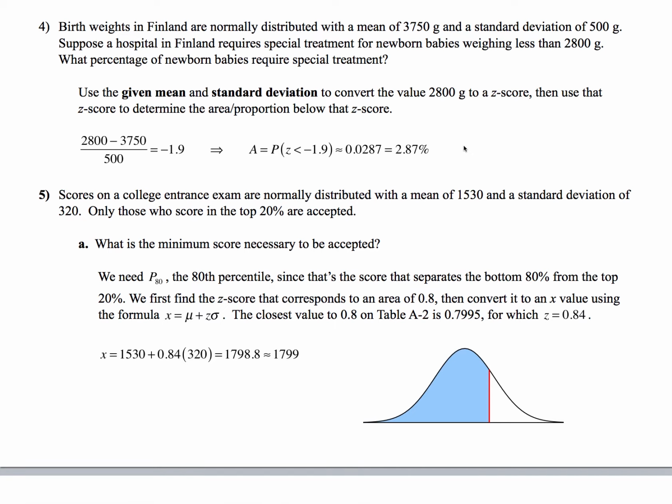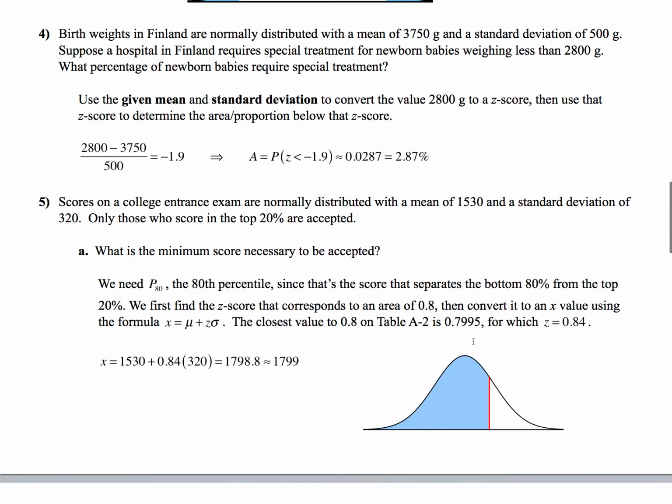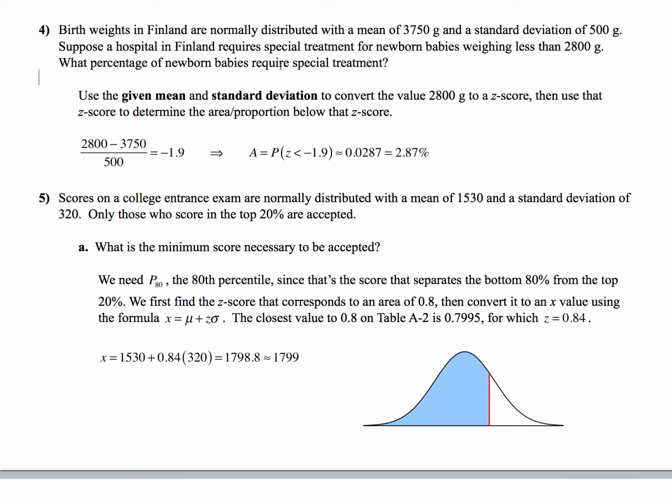All right, number 4 is an application. It says that birth weights in Finland are normally distributed with a mean of 3,750 grams and a standard deviation of 500 grams. And so it says, suppose a hospital requires special treatment for newborn babies weighing less than 2,800 grams. What percentage of newborn babies require special treatment? Well, the mean is 3,750, so that's going to be our value down the middle. And then all of the x values to the left of that will be lower than that.